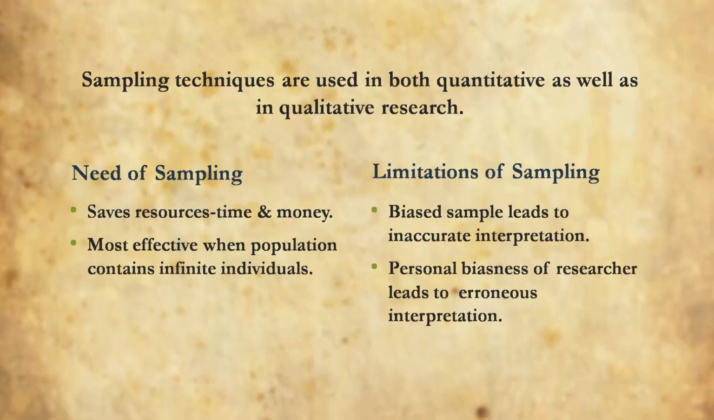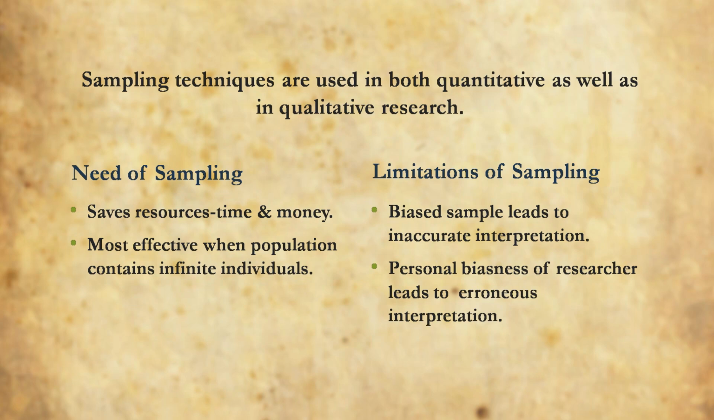Now, this sampling method is used in both quantitative and qualitative research. And we need to know what the exact need of utilizing this sampling method is. Sampling basically saves resources in terms of time and money, and it is most effective when the population contains infinite individuals.